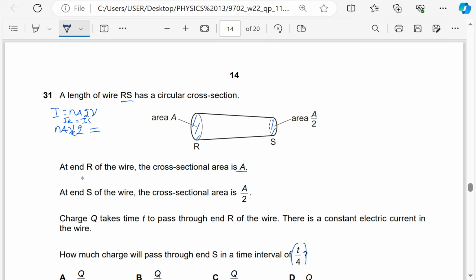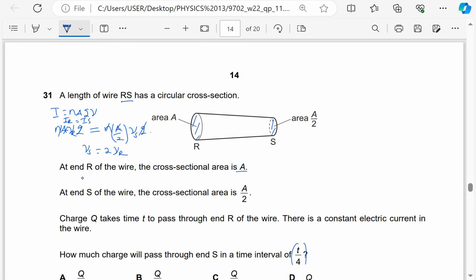So on the other side I have N, the cross-sectional area is A over 2, the drift speed there is going to be Vs, and of course the charge of a particle is q. So q cancels, N cancels, A cancels. It means Vs, the drift speed on S, is equal to twice the drift speed on R. That's number one. Number two, I'm going now to consider total charge.